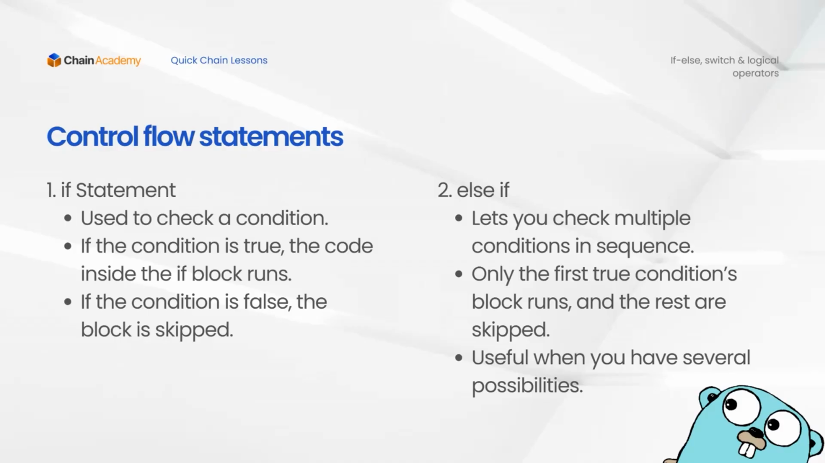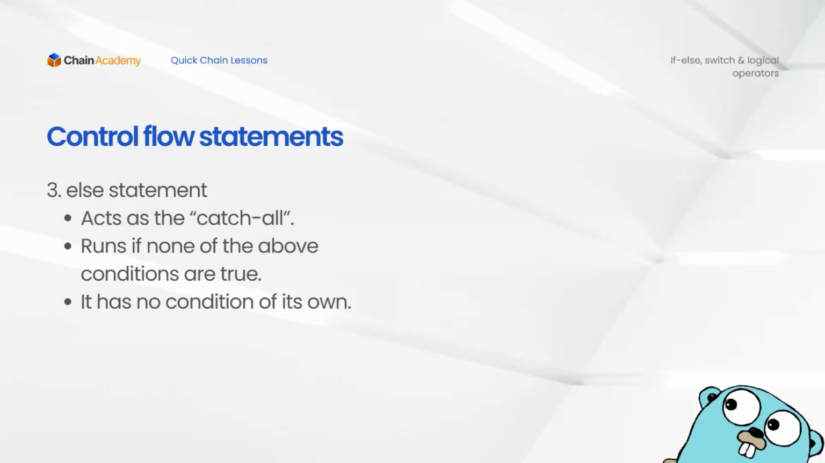Then what would happen if the condition in the if statement is not met and there is no condition met in the else if statement? What will happen to your Go program? That is where the else statement comes in. The else statement acts as the catch all and runs if none of the above conditions are true. It does not have a condition of its own because it relies on the if statement or else if.